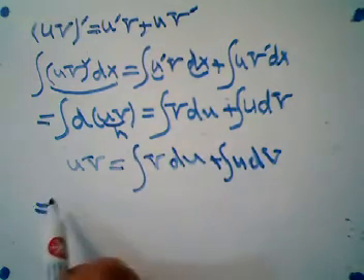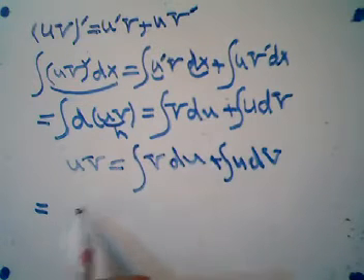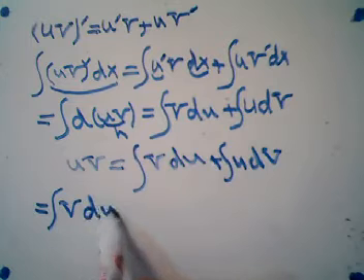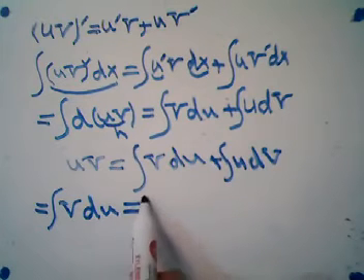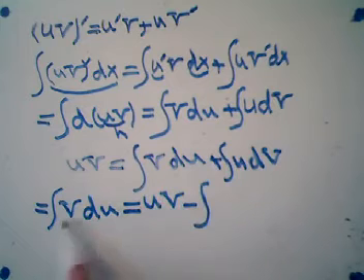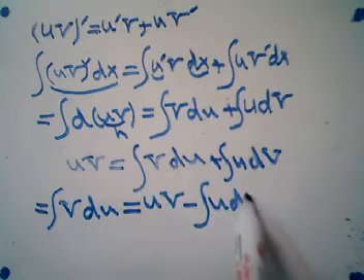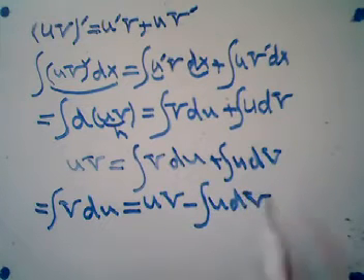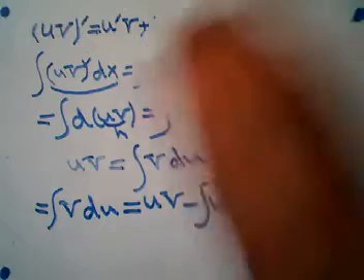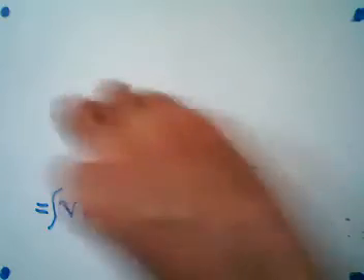So that tells us that the integral of v du equals uv minus the integral of, this time, u dv. Okay, this is integration by parts. So let's see how we could calculate integrals using that.